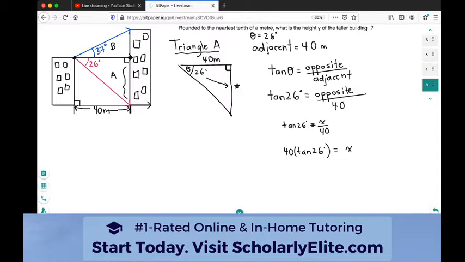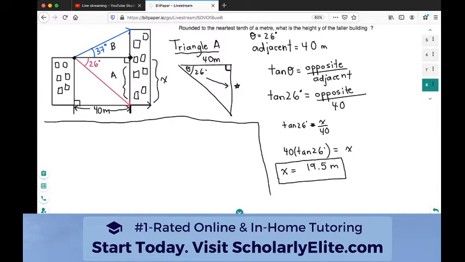And then at this point, obviously, you are not expected to do this in your head. That's what your calculator's for. You're going to go tan 26 times 40, and that is 19.5 meters. X equals 19.5 meters. Okay, guys, so this is triangle A that we just solved. We just solved x here for this part. So we just solved this part of the height, but we're not done yet, because we still need to do the next part. So I'm going to do that over here.